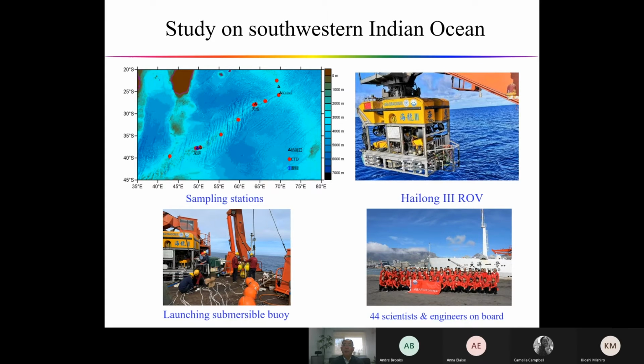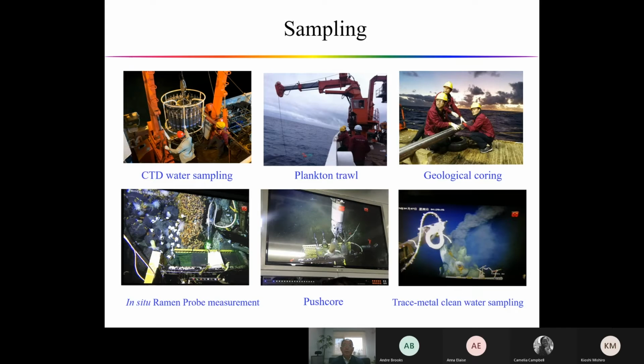We used the Haima ROV to sample the hydrothermal vents, including biological samples and geological samples. A lot of new instruments and methods were used in the survey, and we got lots of data and samples, both in water column and in sediments, geological coring, push core, temperature probe measurements, and clean water sampling, and so on.